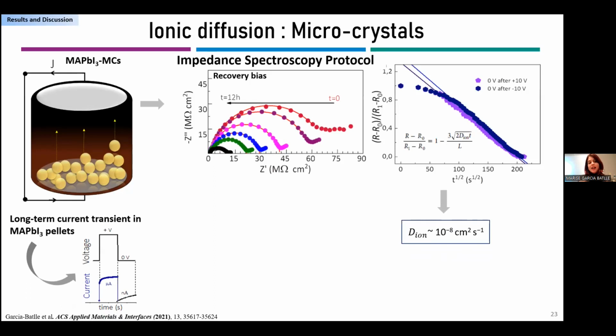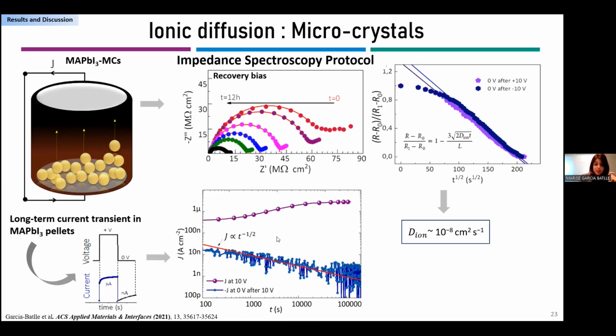Of course, at this point, we were studying ionic diffusion just by using impedance spectroscopy. So we needed another approach. In this case, we use chronoamperometry measurements, which is called the long-term current transient in our devices. And you can observe here, we apply a voltage and then we leave the sample to relax at zero volt bias, again short circuit condition. But in this case, we record the current of our device. And as you can observe here, this is the current response at 10 volts, and this is the current response at short circuit.